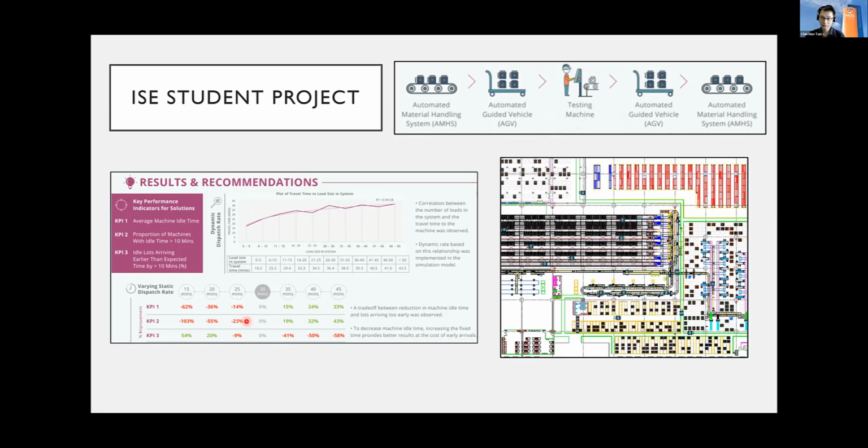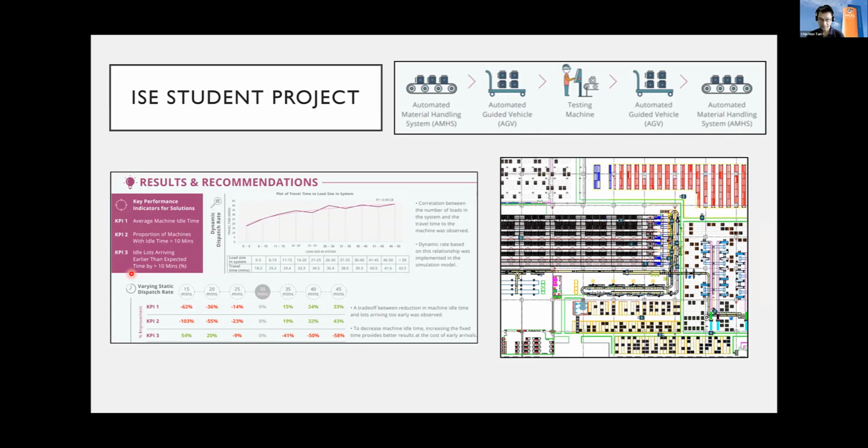So should we be calling for the jobs 15 minutes before we complete our current job, 20 minutes, 25 minutes, 30 minutes, and so on. Using the simulation, they will then be able to test the performance of each of these dispatch rules, as we call them. Not surprisingly, if you call it only 15 minutes before you complete your job, then it's going to perform well in terms of some of your KPIs, but it will perform poorly in other KPIs.